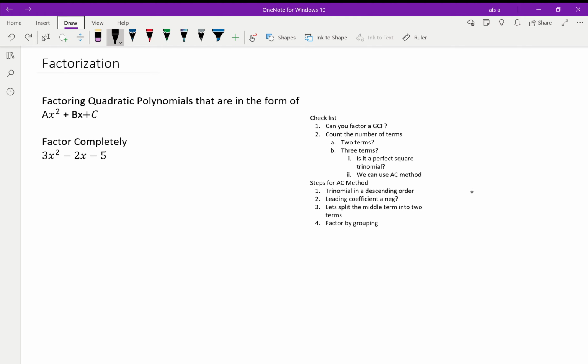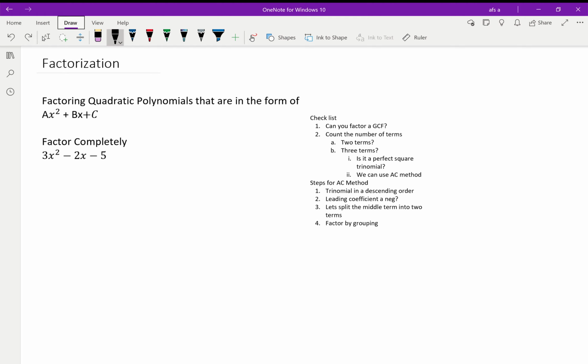The problem we have is 3x squared minus 2x minus 5. Remember, anytime we're starting to factor any given problem, the very first thing we need to look at is: is there a GCF, a greatest common factor, that can be factored out of the entire given polynomial? And if you look at this problem, there's nothing that can be factored out. It's simply a 3x squared, a 2x, and a 5. None of the numbers can be factored out, neither can the coefficients.